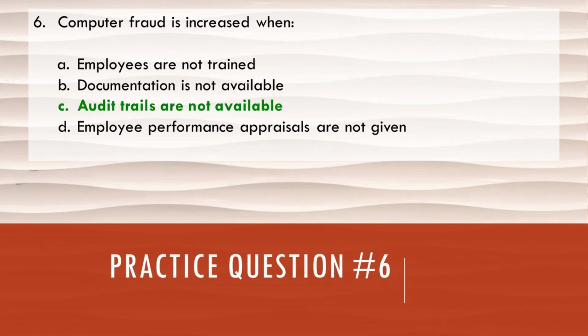And then C, audit trails are not available. This is the best answer choice because audit trails are tracked within computer logs. So for each action that is taken by a computer or processed by a computer, there should be a trail of activity or activity logs that is present within that computer. So that is why the answer is C, audit trails are not available. That greatly increases the chances of computer fraud being committed.